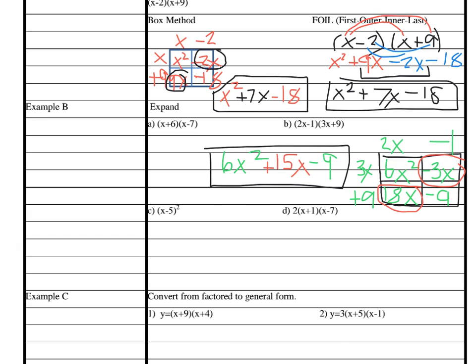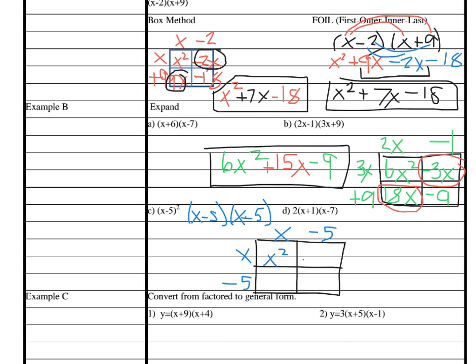Let's go ahead and do C. So I'm going to need a box. And just go ahead and draw your boxes in. And then on my box, I have x minus 5 squared, which is the same thing as x minus 5 times x minus 5. So that's what I'll be writing on the box. x minus 5, x minus 5, x times x is x squared, and then x times negative 5 is negative 5x. Bottom left, negative 5 times x is negative 5x. And then bottom right box, negative 5 times negative 5 is positive 25.